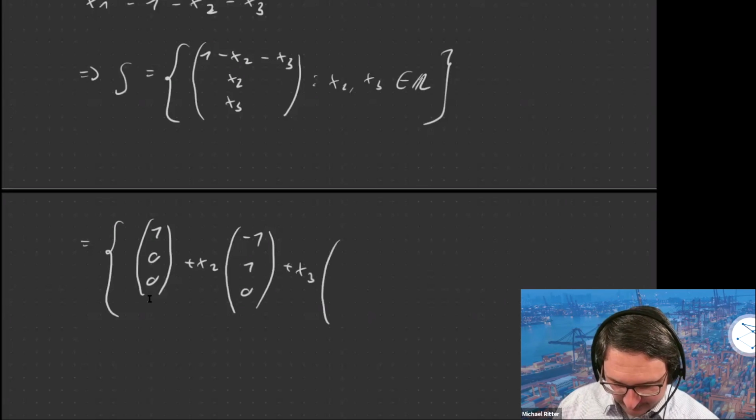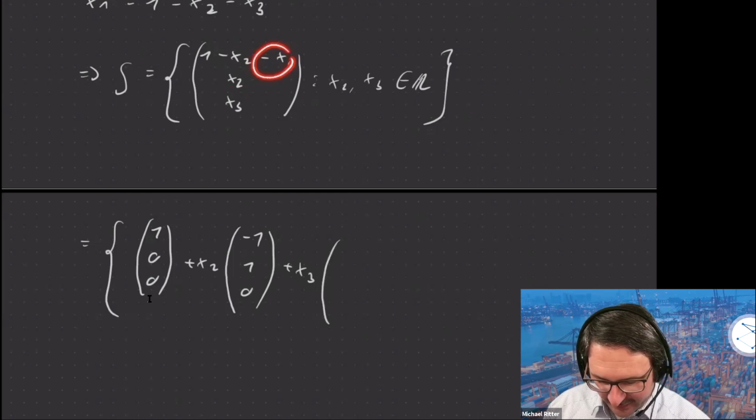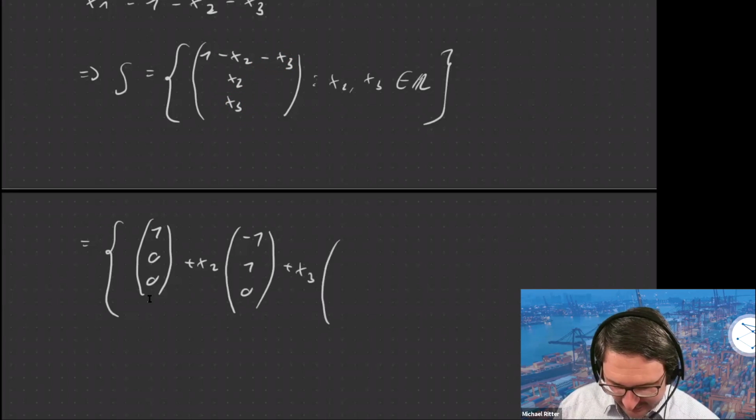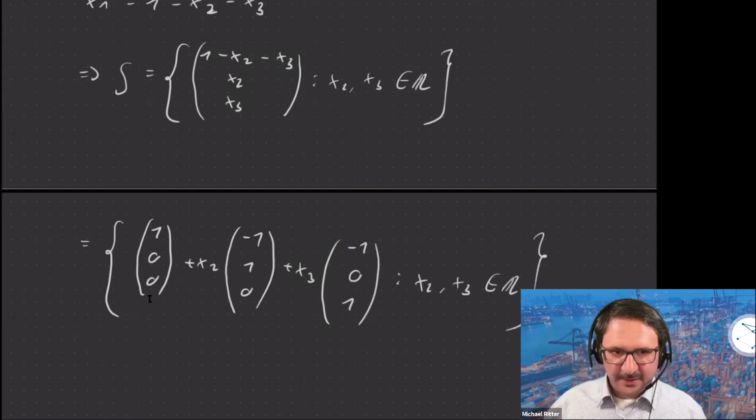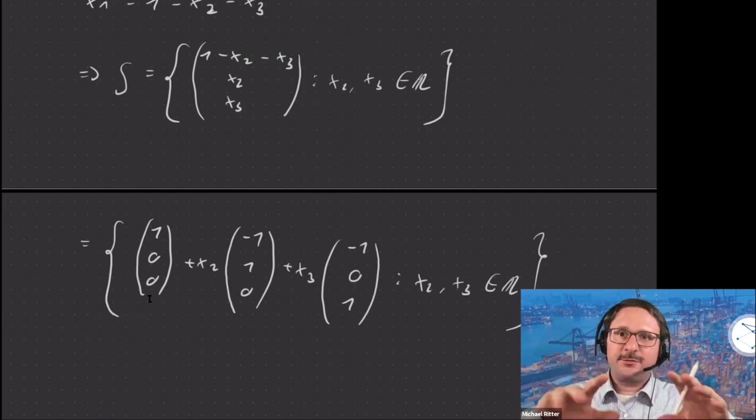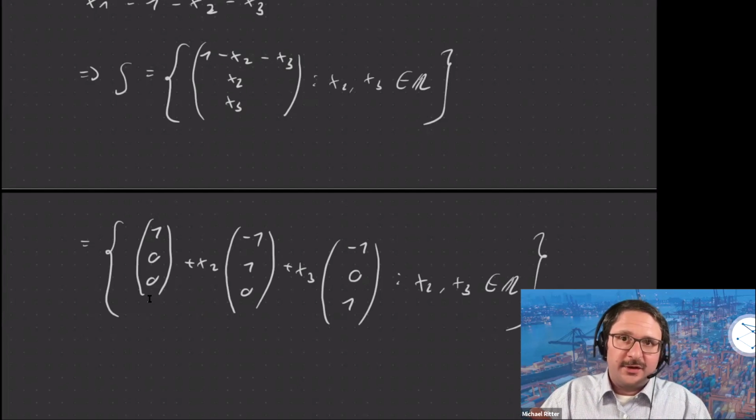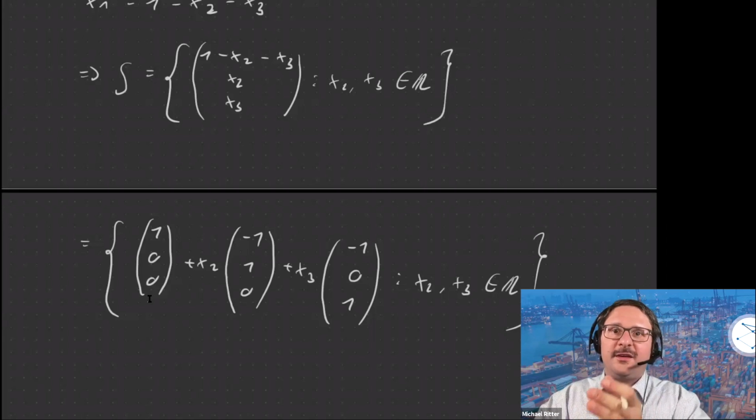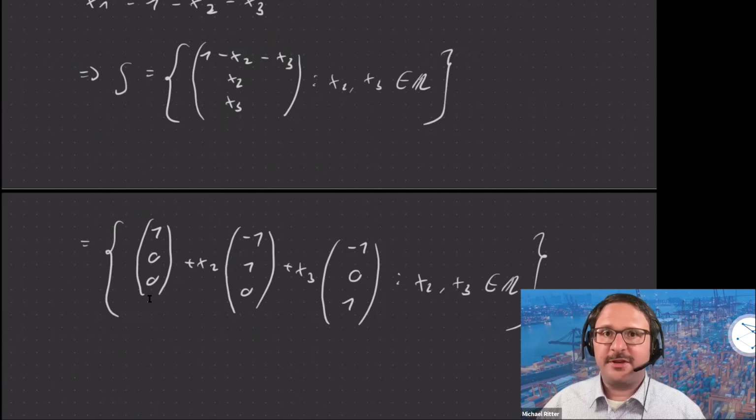And x3s. Again, we have an x3 here and an x3 here. So we have a minus 1 here, a 0 here, and a 1 here. Okay, so that's how the solution space in that case looks. Remember, the rank of the system was 1. We have 3 variables, 3 columns in total. So that means rank 1 means 3 minus 1 free variables. And that's what we get here, 2 free variables.